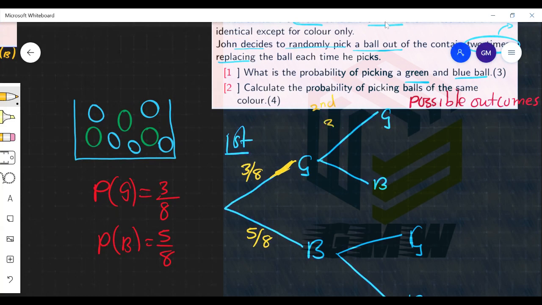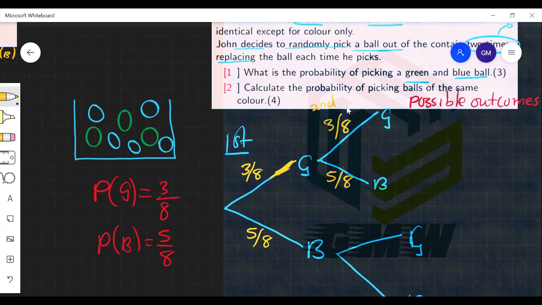3/8. It is still the same. Are you there? Yes. Because the number of green ones is still 3 and the total is still 8. Are we good? Yes. Then to get for blue, you just do 1 minus 3 over 8. You will get your 5 over 8. Are you with me? Yes. All right.